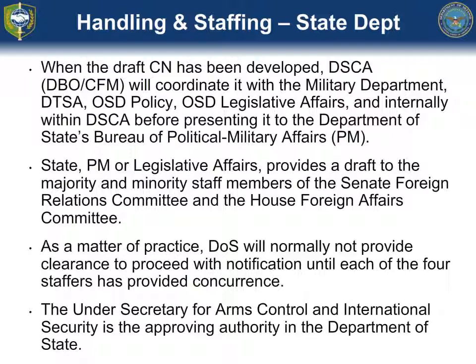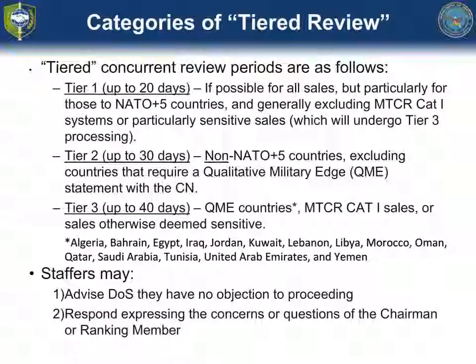As a matter of practice, the Department of State will not normally provide that clearance until all four have provided their concurrence. And again, the Undersecretary for Arms Control and International Security is the approving authority in the Department of State for this. Now, you may hear talk of a tiered or concurrent review period. This is a process that State tried to set up some years ago with the congressional staff to take the place of the old 20-day informal notification. And it's still used, but not adhered to exactly.